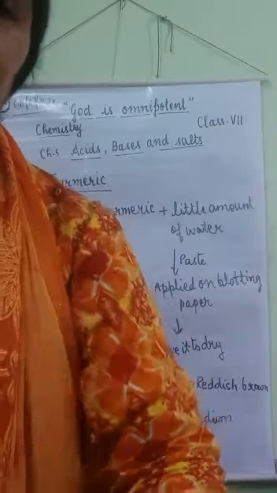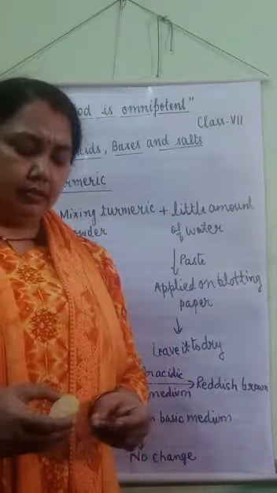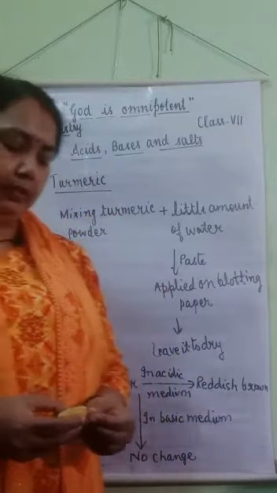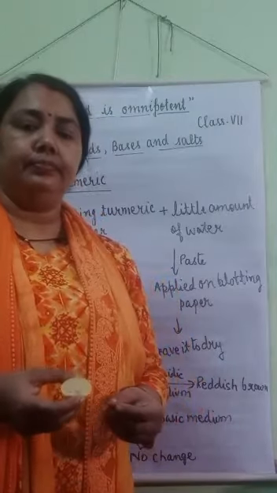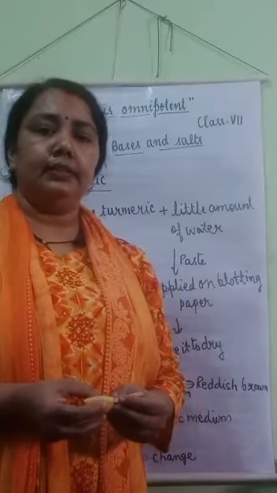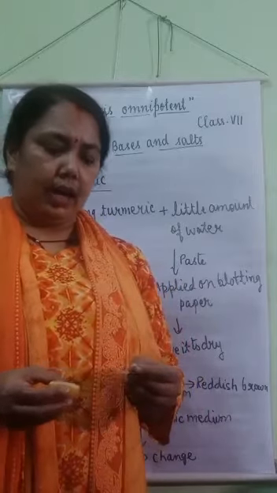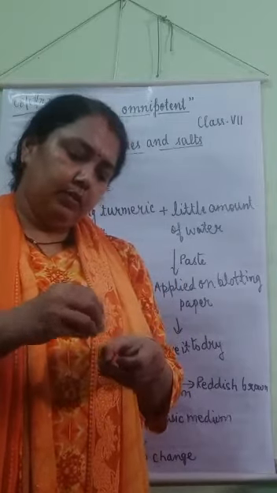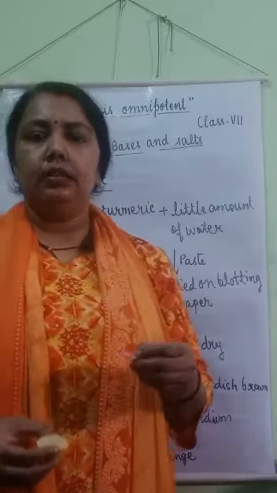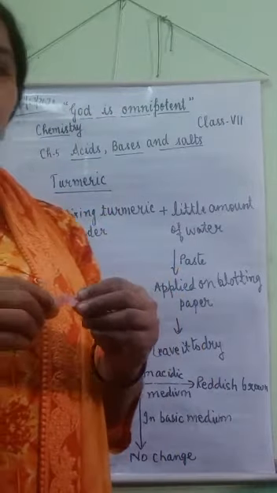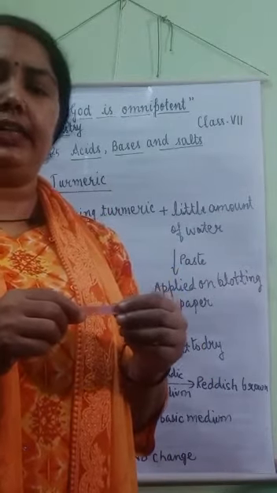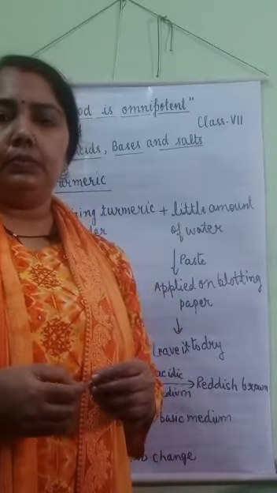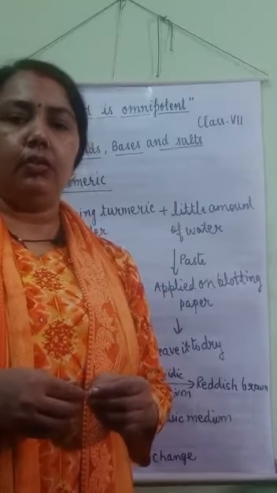Let's check the effect of acid on red litmus paper. I have taken lemon. You know that lemon contains an acid, citric acid. I put one drop of lemon juice on red litmus paper. You can see that there is no change in the color of red litmus paper. In this way we can also check with blue litmus paper whether a given substance is acidic or basic.